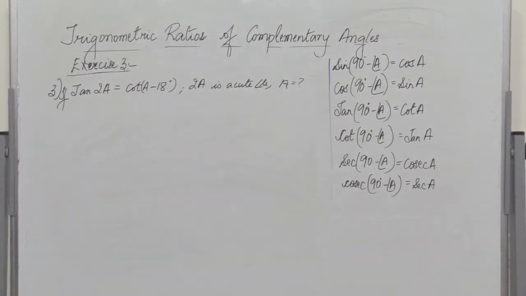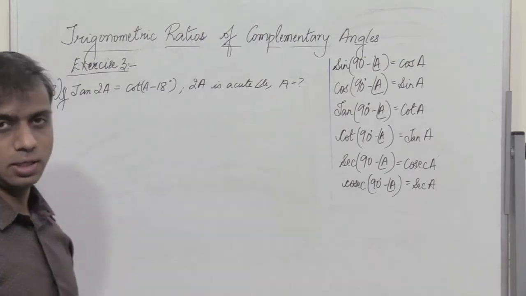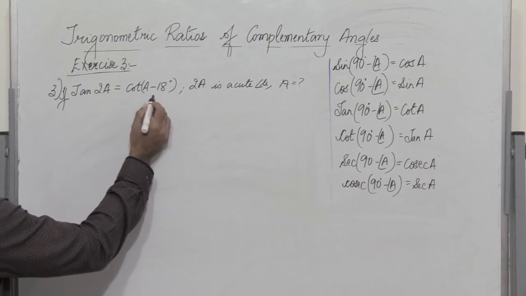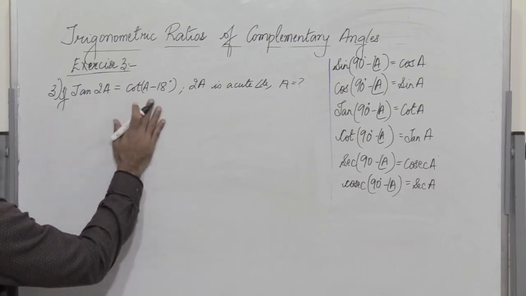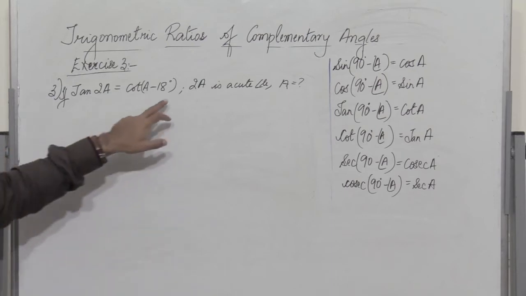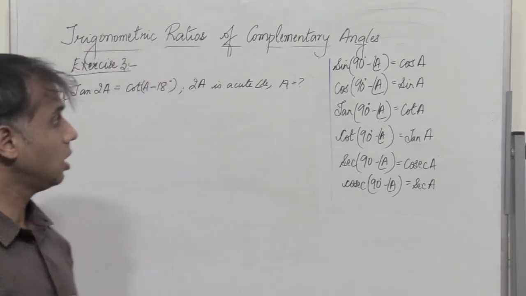So here we have an interesting problem. If tan 2A equals cot of A minus 18 degrees, and 2A is an acute angle, I need to find the value of A. Right? So how do we proceed? Here I have tan 2A equal to cot of A plus 18 degrees, LHS equals RHS, and 2A is an acute angle, and I need to find the value of A. So how do we proceed?